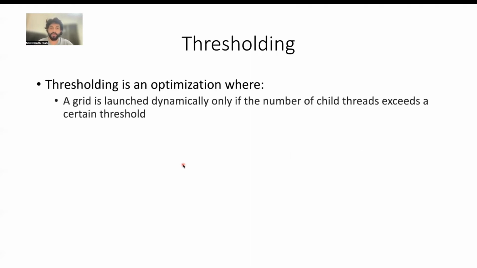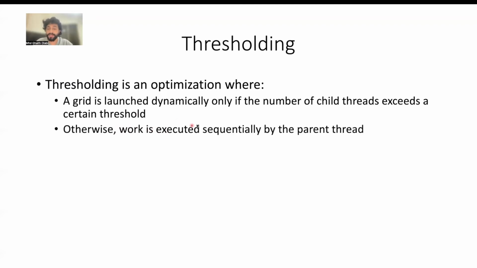We start with our first optimization, which is thresholding. Thresholding is an optimization whereby a grid is launched dynamically only if the number of child threads exceeds a certain threshold. Otherwise, we execute the work sequentially by the parent thread.